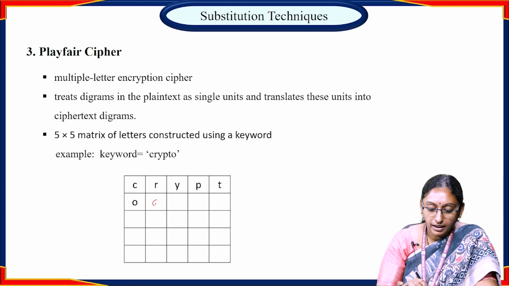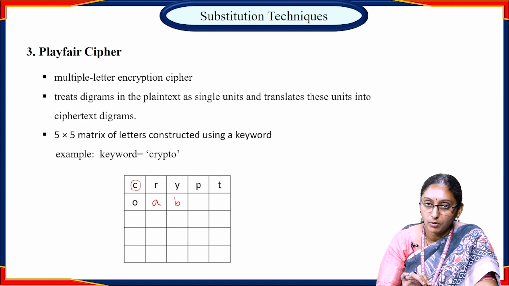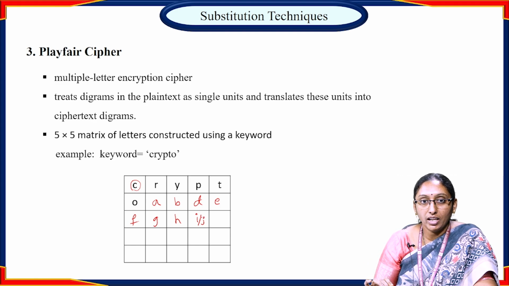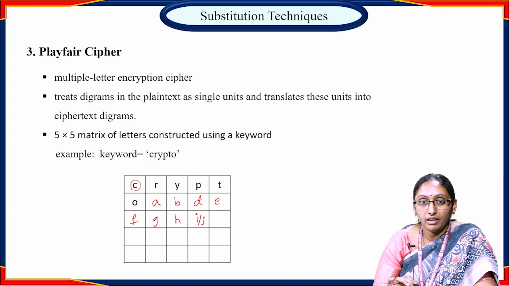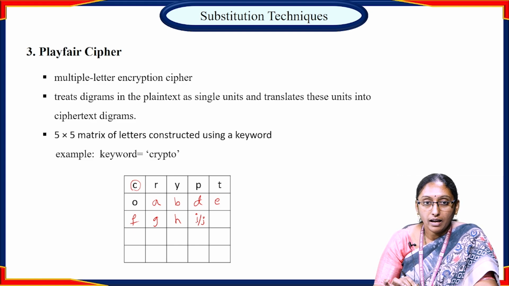See, first alphabet A. A is not there in the given keyword, that's why I am writing A. Next, B. C already exists in the matrix, so I'm not writing C again. Next, D, E, F, G, H, I, J. Why are I and J sharing a single cell? Because the alphabet has 26 letters, but the 5x5 matrix can accommodate only 25 letters. That means two letters should occupy a single cell. So, here I and J occupy a single cell.